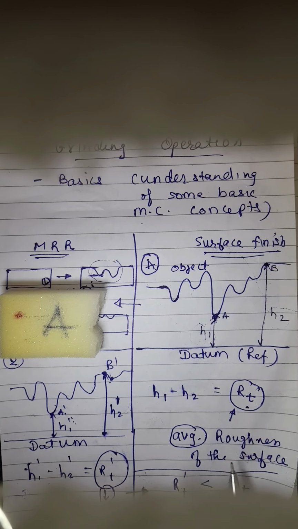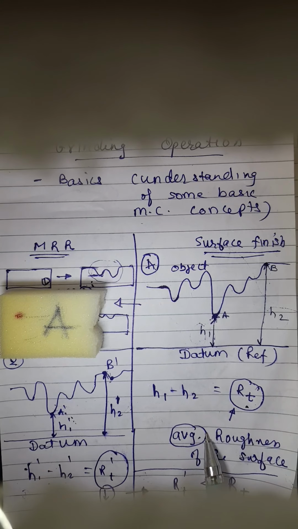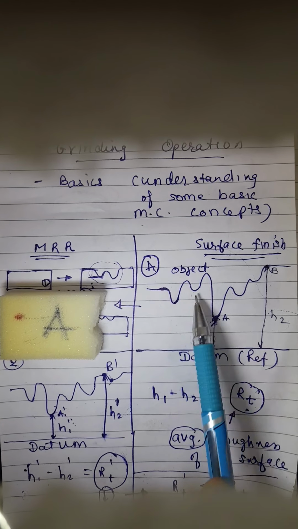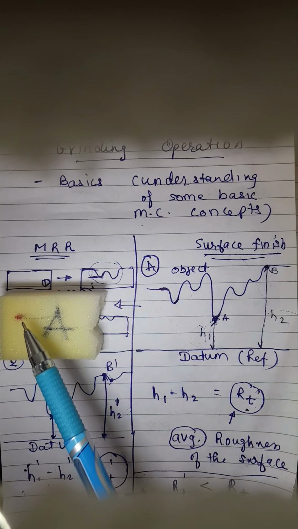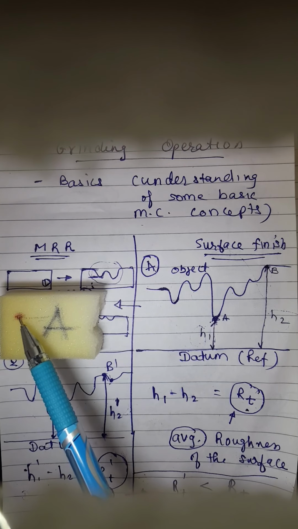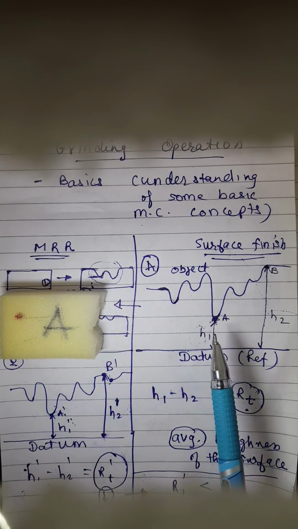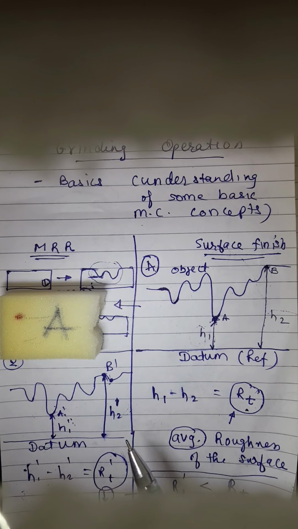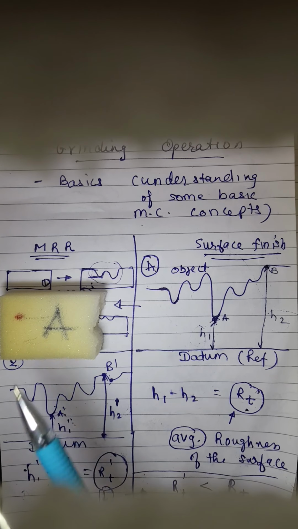This Rt is nothing but what I call the roughness of the surface, but it's an average roughness. Why average? Because I have not taken all the intermediate points, but for a small region under observation, I have only taken the extremities. That is why this would give me an idea about the average roughness of the surface.